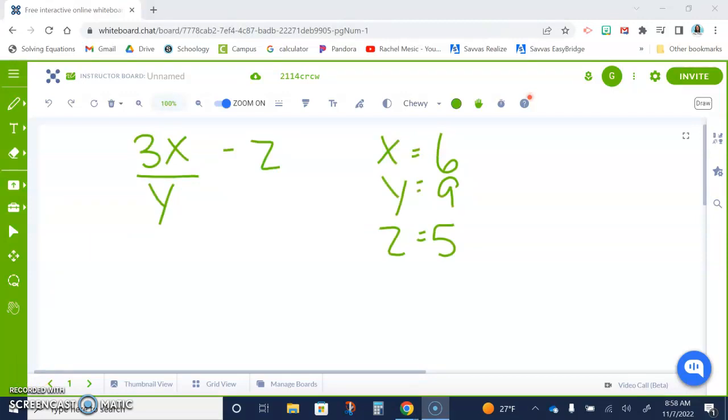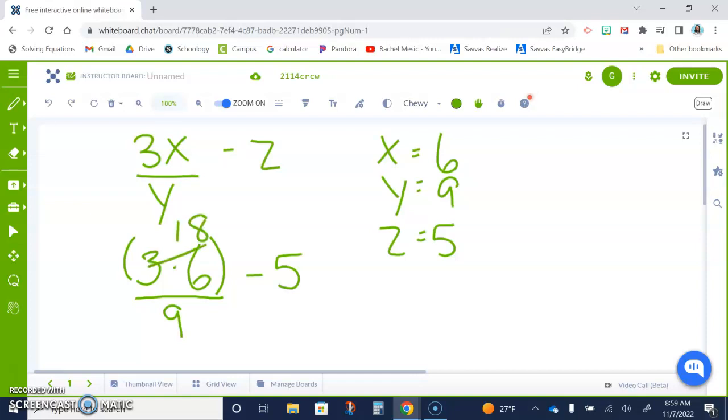Here's the last example. All right, so we have 3x on top, so that means 3 times x, which is 6. The fraction bar also means divide, and we'd have to divide that by 9, and then subtract 5. All right, so the first thing we're going to do is figure out what this is on top. In order to divide, we'd have to know what our numerator is. So on the top, we are going to multiply 3 times 6, which is 18. Okay, I'm going to just cross that off and make it 18.